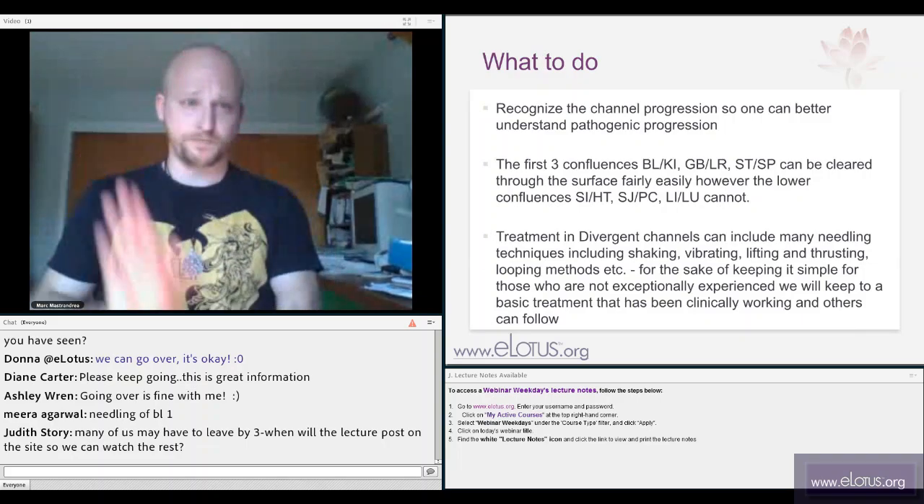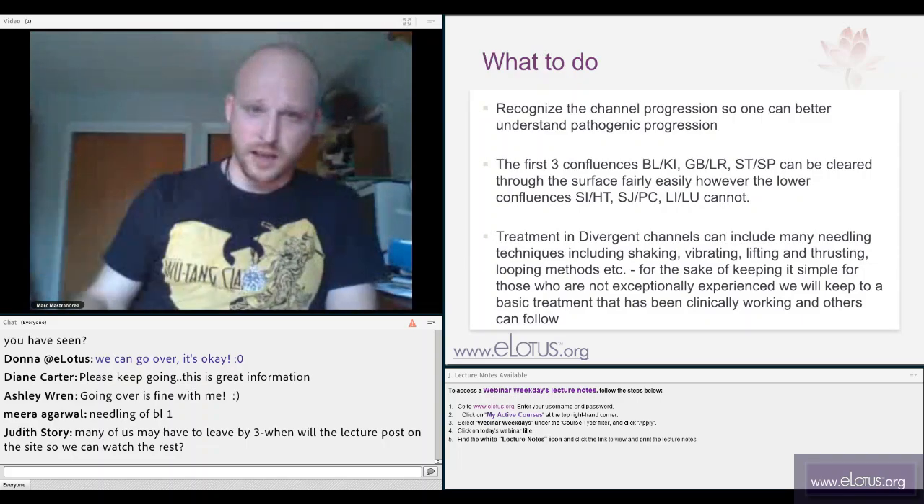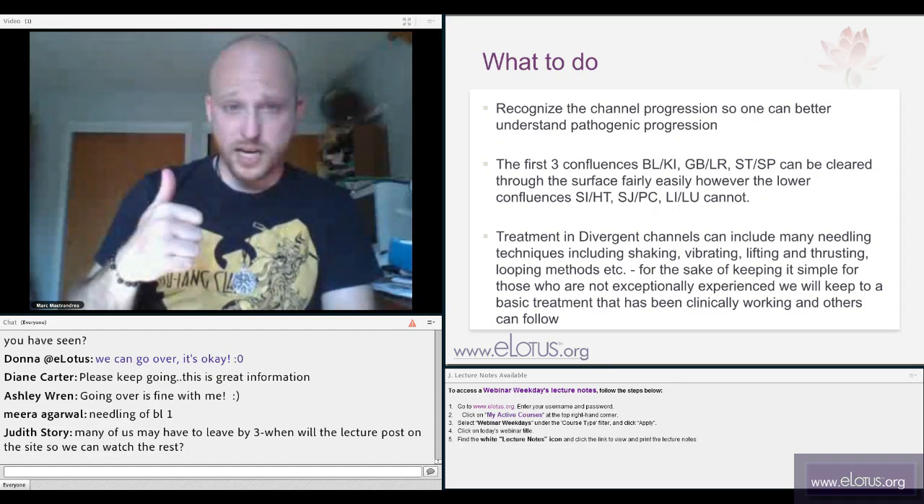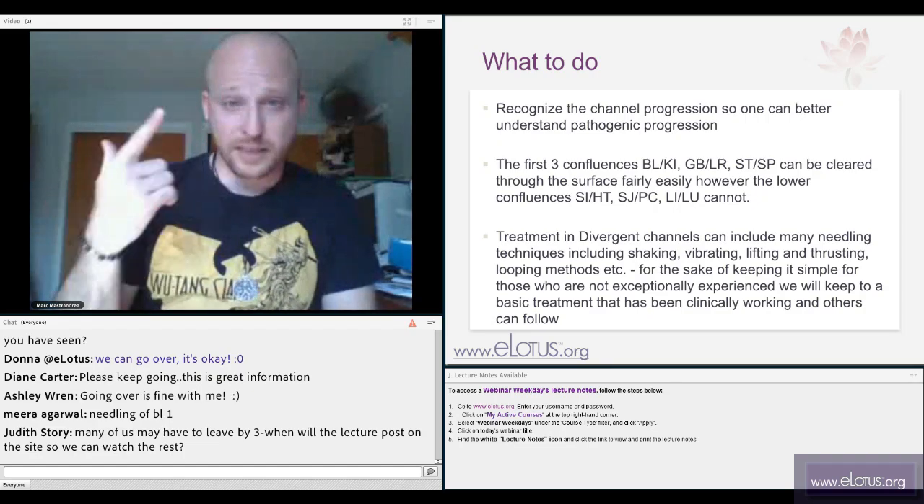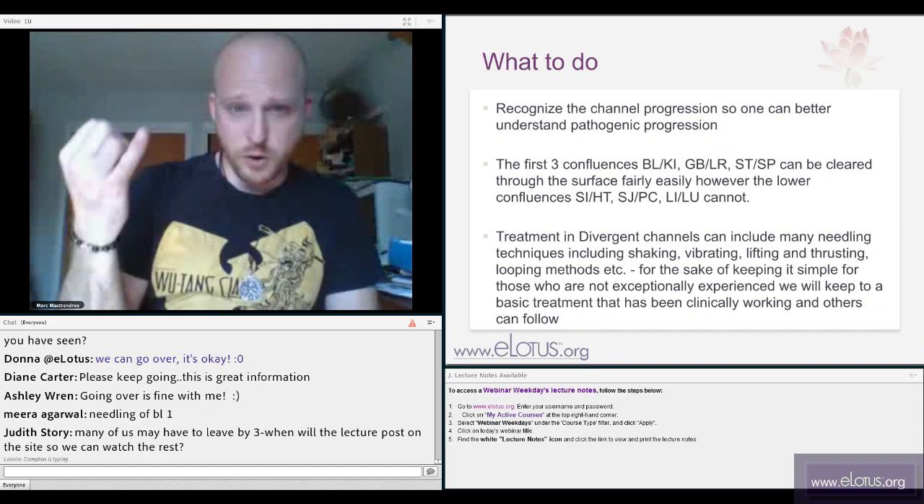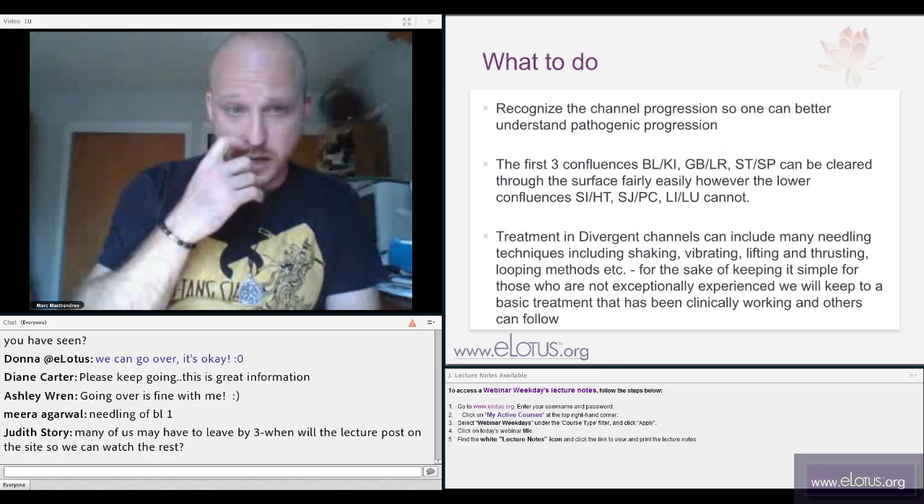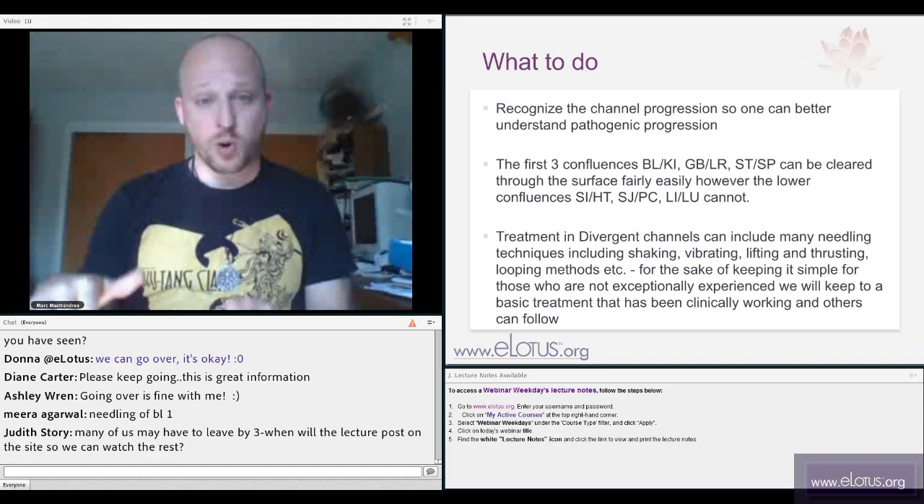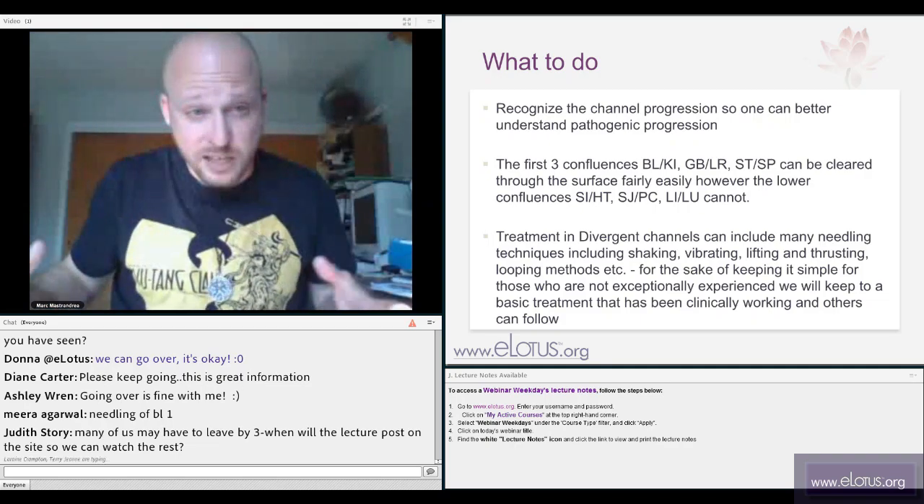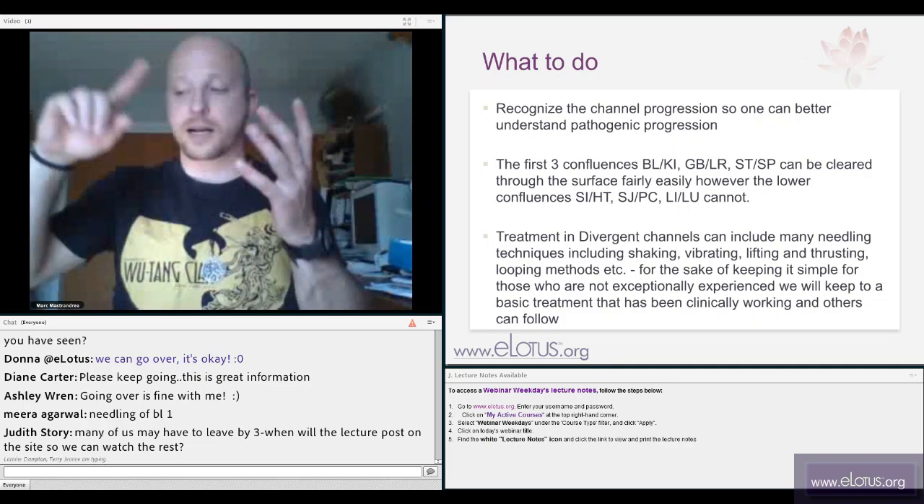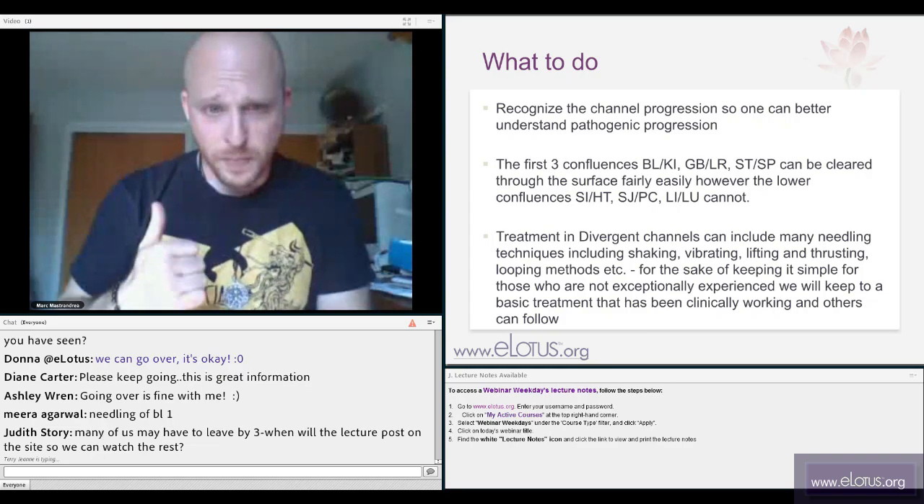All right, so what to do? Now we're to the what to do part. Now we've gotten through all that. Recognize the channel progression so one can better understand channel pathogenic progression. The first three confluences can be cleared through the surface, however, the lower ones cannot. So you need to consolidate the lower ones to push it up and then clear out through the upper ones.